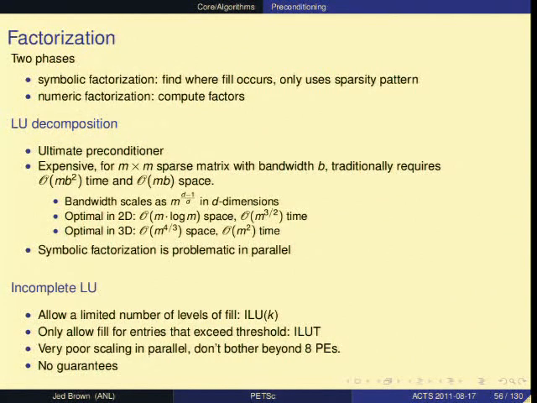There's factorization, which internally involves a symbolic factorization where you figure out where there's going to be fill, and then a numeric factorization that computes the entries there. So LU decomposition is the ultimate preconditioner. It solves it in one iteration. The trouble is it's so expensive that you often don't want to use it, but having it available is good.